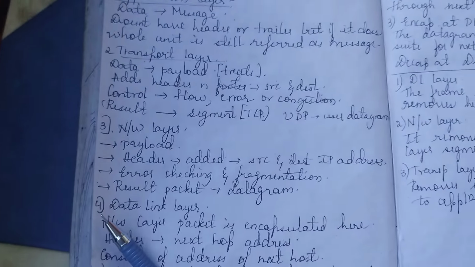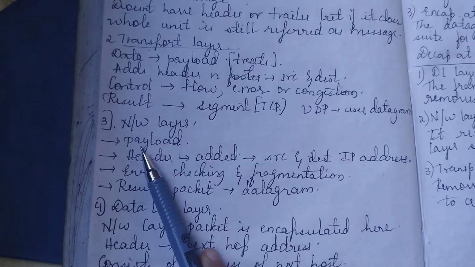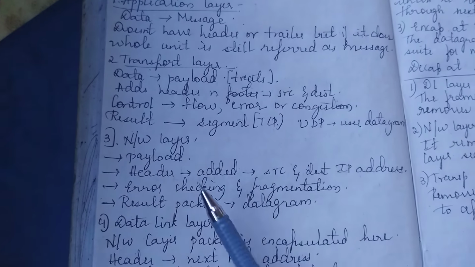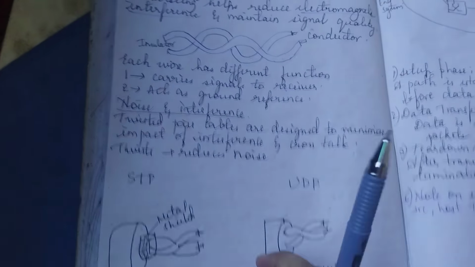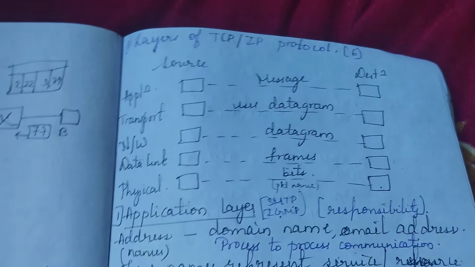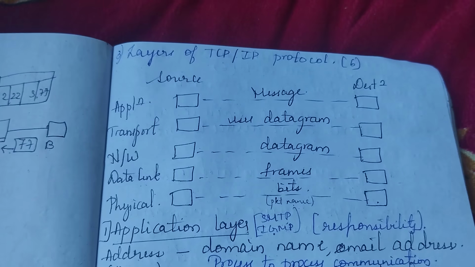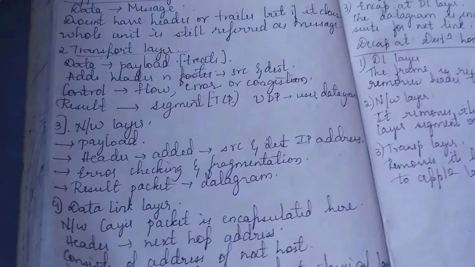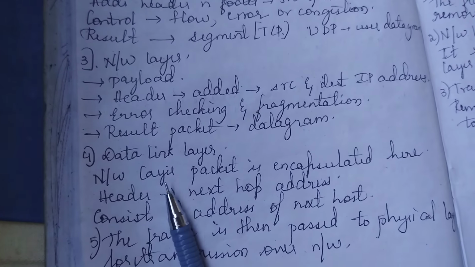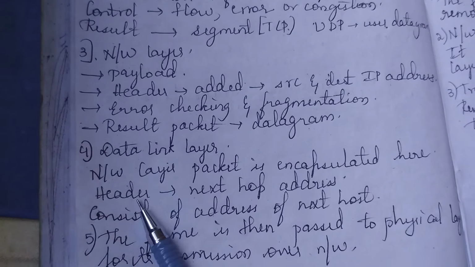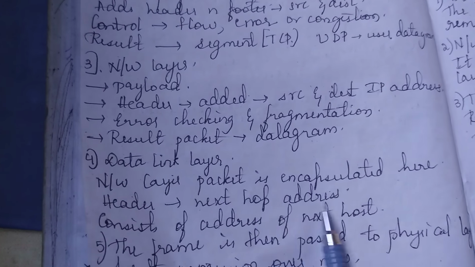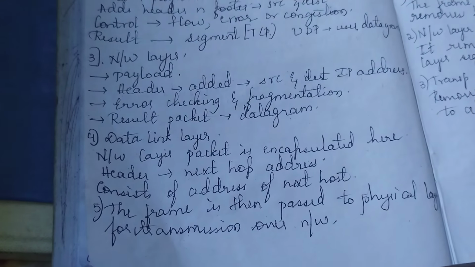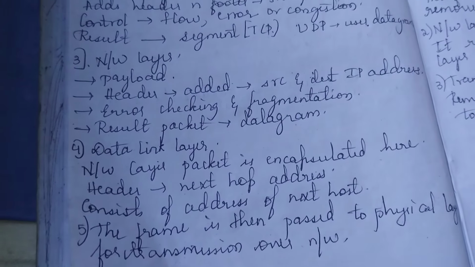Next comes the network layer. In the network layer, we call it payload. Again a header and footer will be added and the resultant is called a datagram. This you can remember from this diagram. This is the trick to remember. If you know this, TCP IP, you can write any question related to TCP IP explanation. Then in the data link layer, again they'll ask about header and all, but remember in the data link layer we will also add the next hop address. That is the speciality. Then it comes to the physical layer, the last layer.